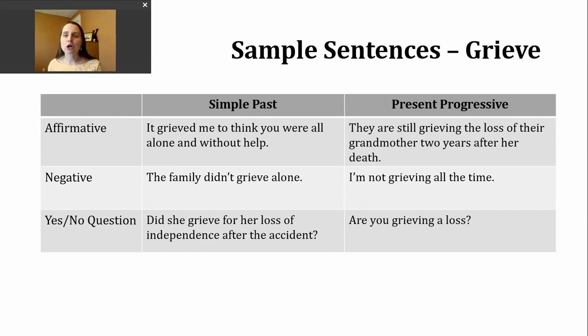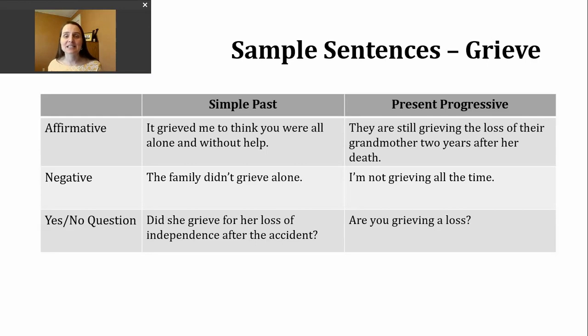Now, let's take a look at the present progressive. You may remember we're using this verb tense to talk about something that is happening right now or an action that is in progress. To make this verb tense, we're going to use a present form of be. And that's going to change based on what our subject is. So if our subject is I, we'll use am. If our subjects are he, she, or it, we'll use is. And if our subjects are you, we, or they, we'll use are.